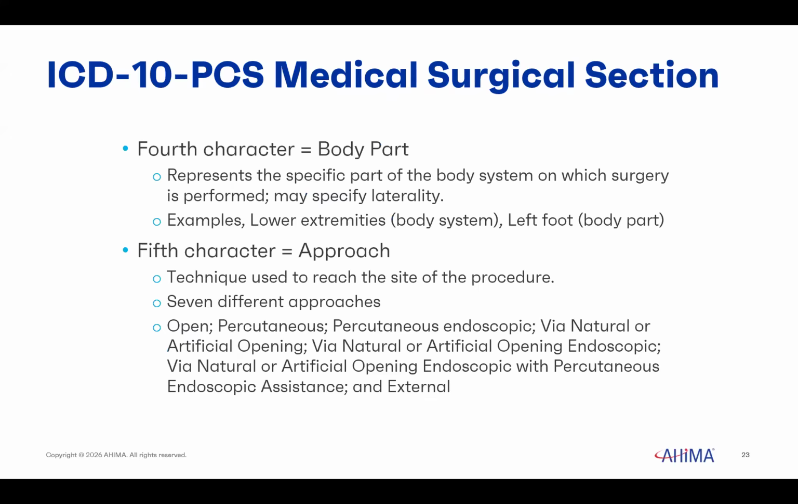The fourth character is the body part. This represents a specific part of the body system that the surgery is performed on. This may specify laterality. So we could have a left foot or a right foot. And then the fifth character is the approach. Like root operations, this is a common stumbling block for people that are new to the PCS system until you think about it, and then it will make perfect sense.